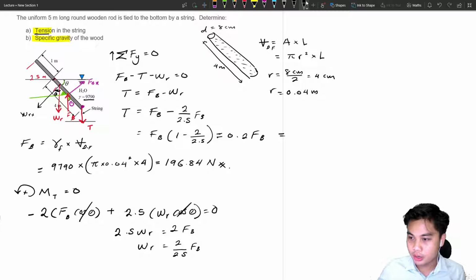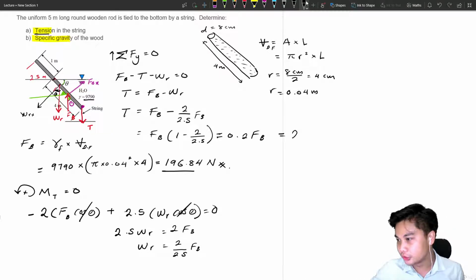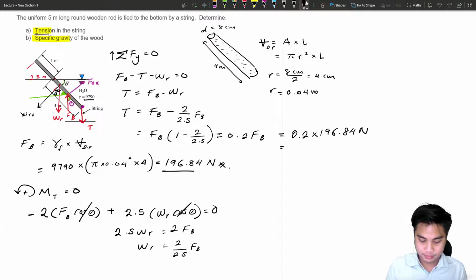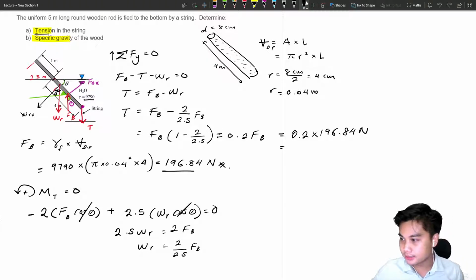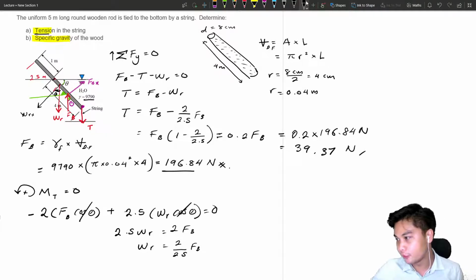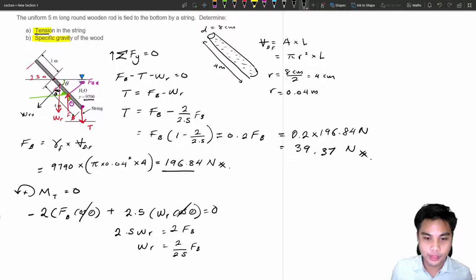Thus, your buoyancy force, this value, is 0.2 multiplied with 196.84 Newton. So your final answer of the tension is 39.37 Newton.